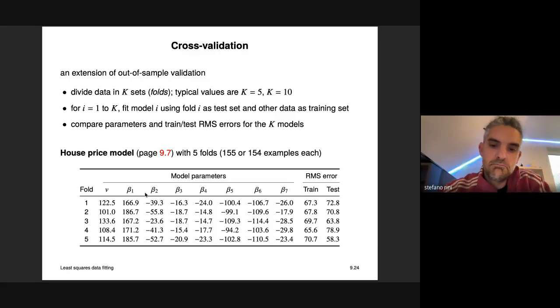So our B1 is very consistent, around 160 to 170. Our B5 is very consistent, around 100. What changes a lot? They're all pretty good. Maybe this one here is a little bit tricky, right? You can go from 17 to almost double, to 29. So very large. Train error and test error are pretty good.